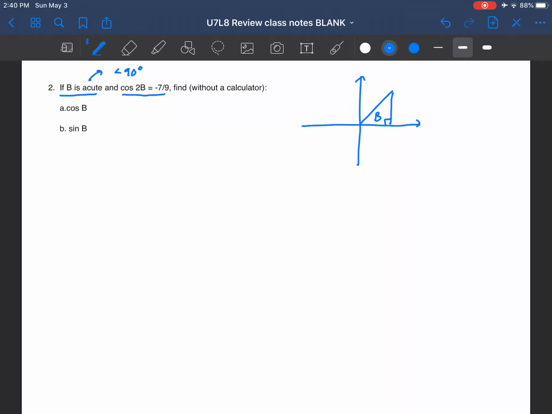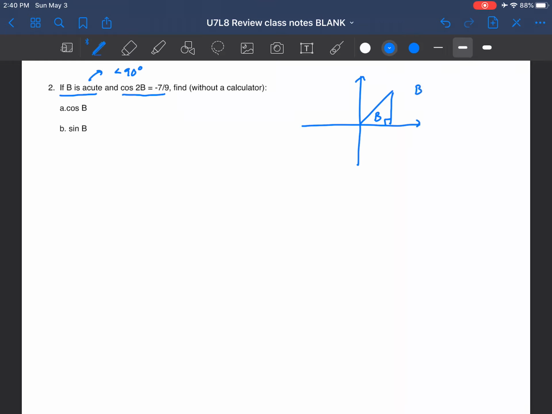Well, how about this? If b is acute, and the cosine is negative, that means that b is less than 45 degrees, right? Because if cosine of 2b is negative, you have to be in either quadrant 2 or quadrant 3. You can't be in quadrant 3 because angle b is less than 90. Okay, so I'm going to write in there. I hope that makes sense. I don't know if I explained that well.